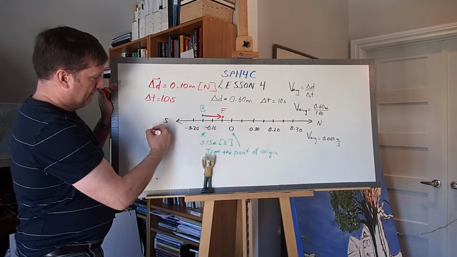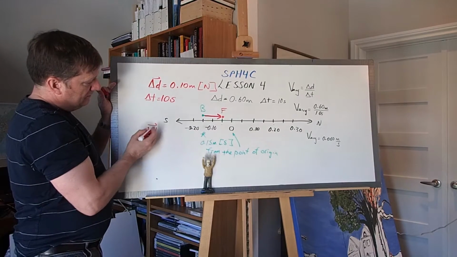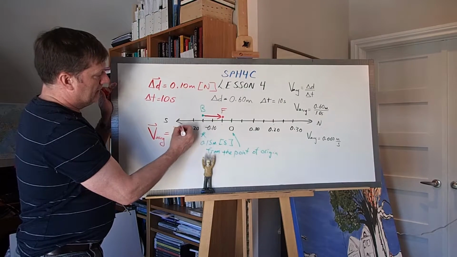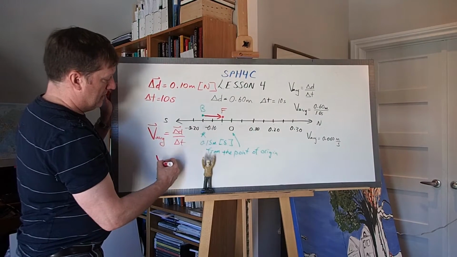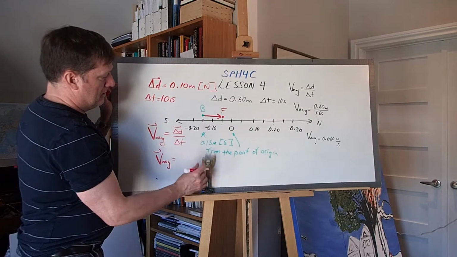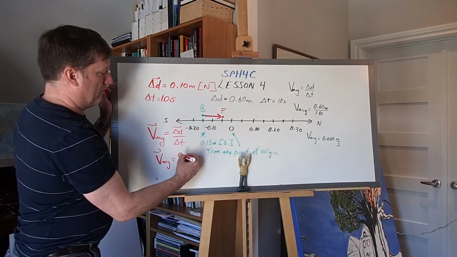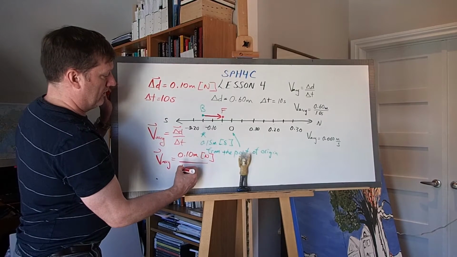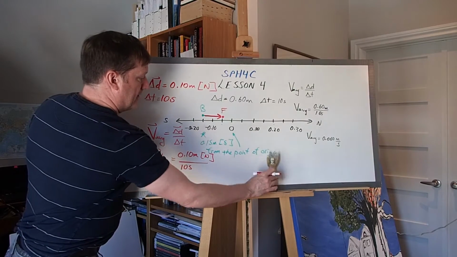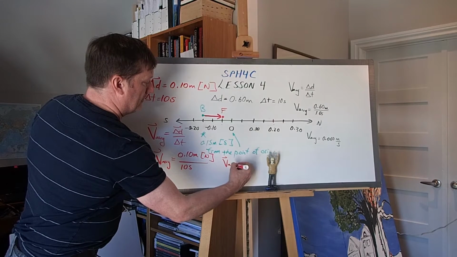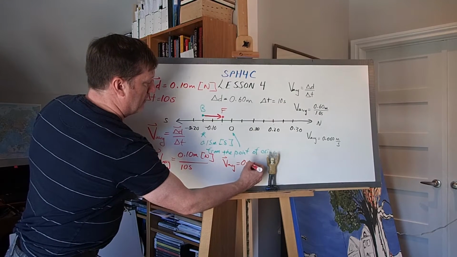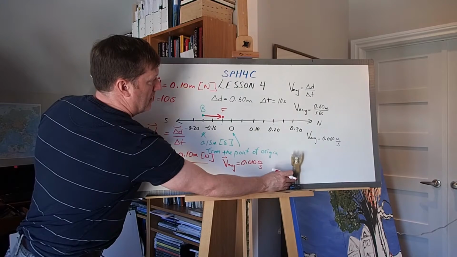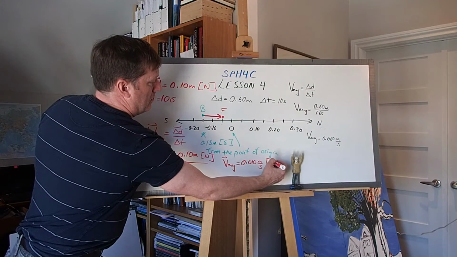So now I'm going to introduce you to the concept of average velocity. See this? This makes it velocity. The average velocity is the total displacement over the total time. His average velocity was going to be 0.10 meters north, direction's important, over 10 seconds. So when we calculate that, his average velocity is 0.010 meters per second. Gotta move you over a bit, Einstein. North.